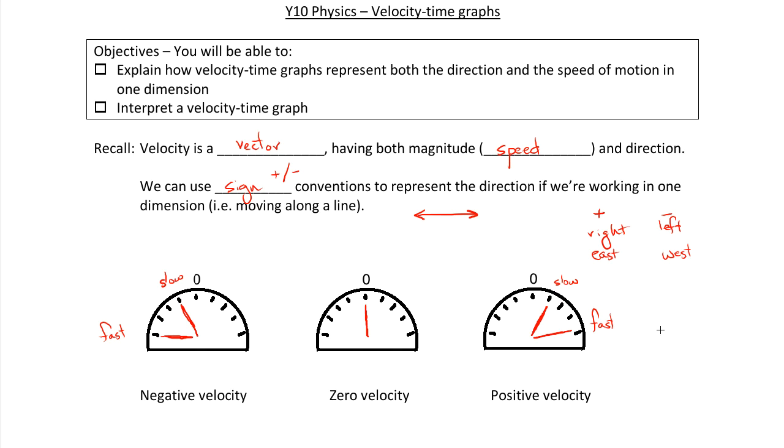With position time graphs, we saw that the y values were always the position, either in the positive or the negative direction from the origin. What a velocity time graph is going to do is graph the number on the speedometer, either a small or a big positive number, or a small or a big negative number, against the time on the x-axis, to show us how fast and in what direction the object is moving. Let's take a look at an example.